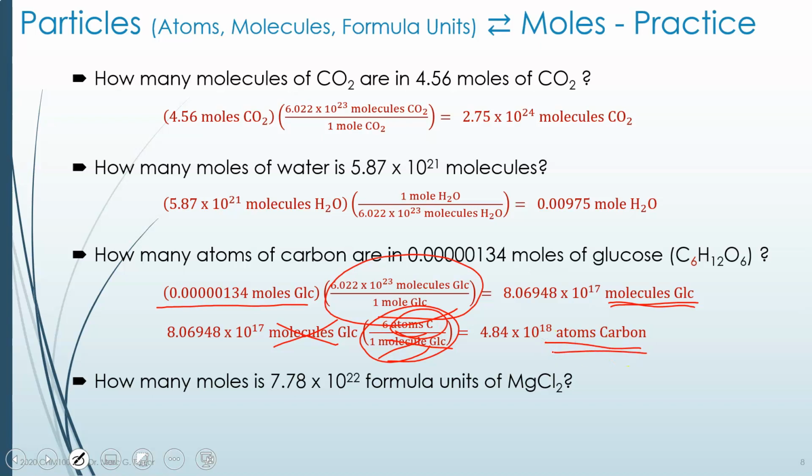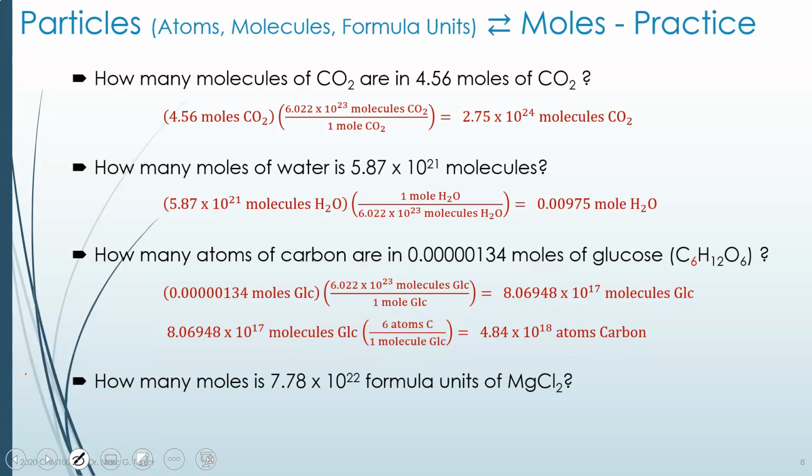And you can see we started with a very, very small number of moles, but we still ended up with a very large number of atoms of carbon because we had a very large number of molecules of glucose, which makes sense because there are many, many molecules of glucose in a single mole. So even if you have much less than 1 mole, you're still going to have a lot of molecules and therefore a lot of atoms in the process.